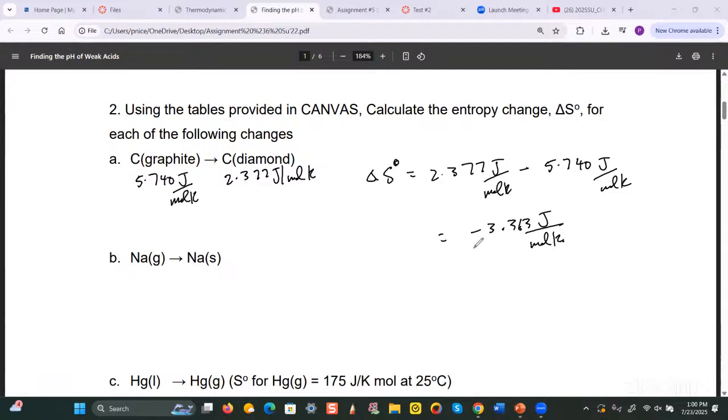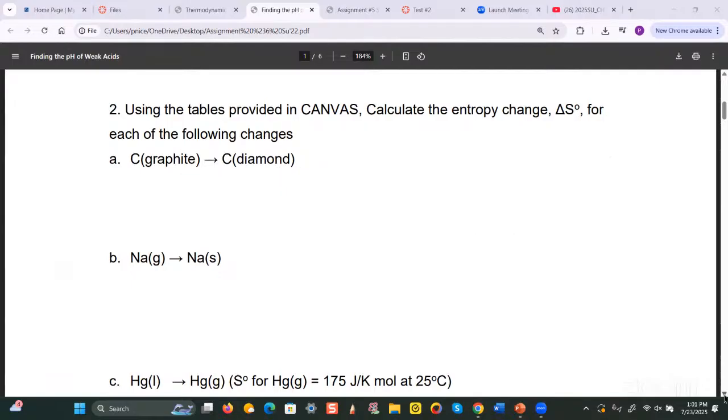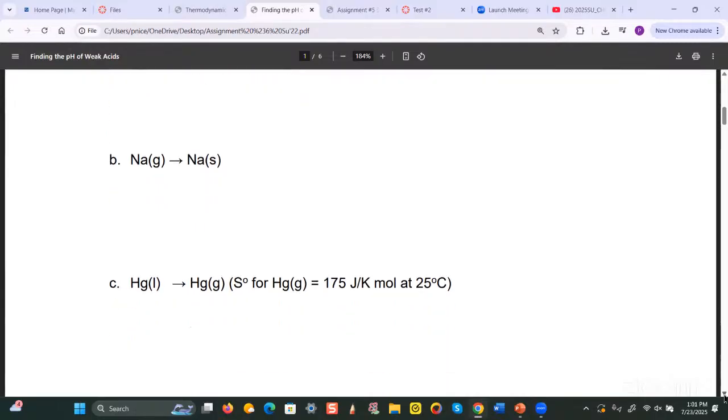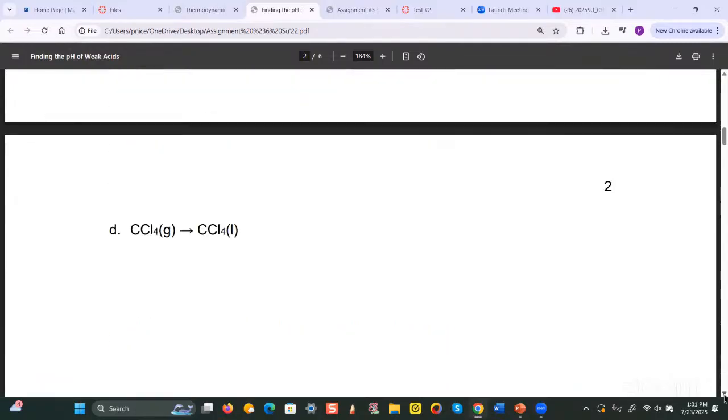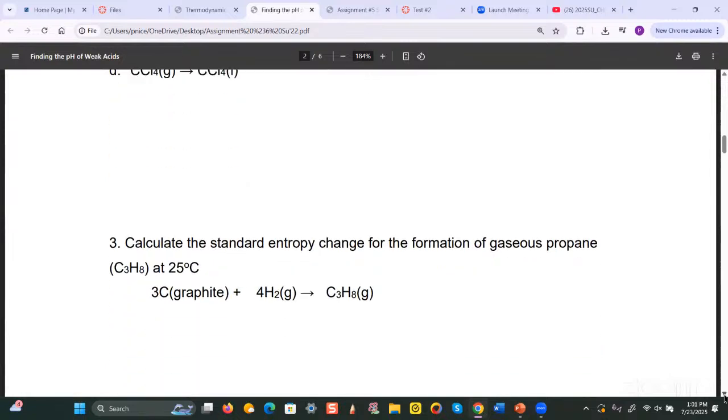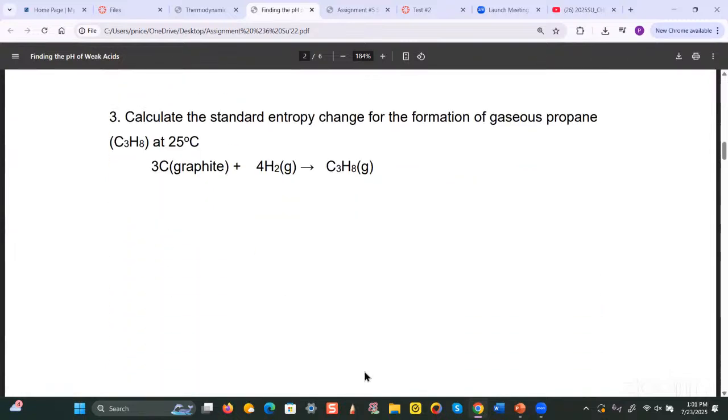So I'm going to leave the rest for you to do in question number 2 because it's pretty much the same thing. All you have to do is look up the values in the table and do the products minus reactants thing, and that's it. Any questions about this? All right, let me clear this. So based on what we have done, you should be able to do B and C and D. And I want to look now at question number 3.